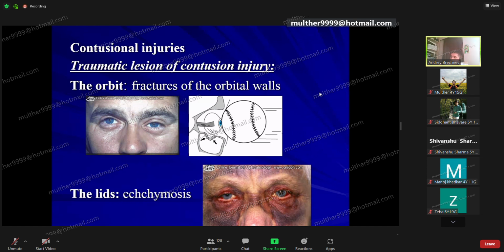The next structure for discussion are the lids. And here you see the patient with the so-called ecchymosis of the eyelids. Ecchymosis is of frequent occurrence. This term means subconjunctival hemorrhage. Because of loose subcutaneous tissue, blood collects easily into the lids and produces the symptom of black eye.